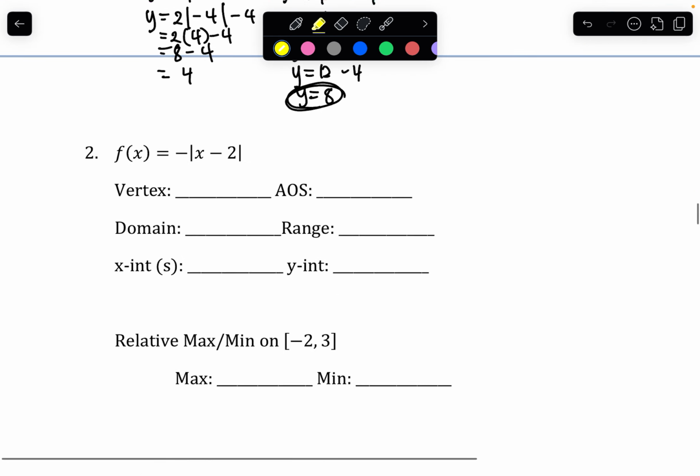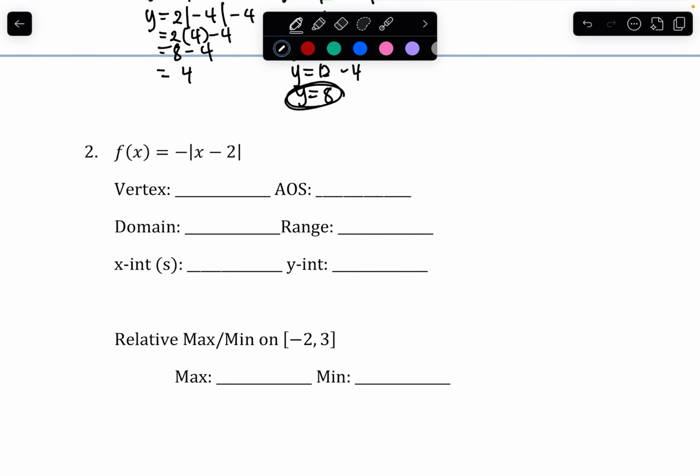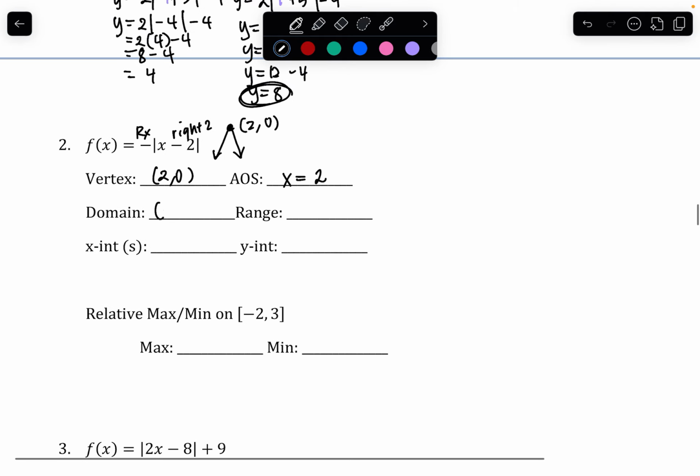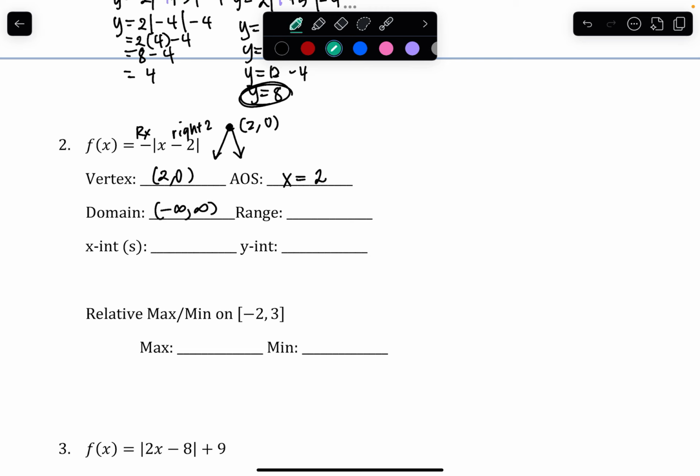Okay, example 2. I see a reflection across the x-axis, so I know it's opening upside down, and then it's been moved right 2. And so this vertex is now at 2, 0. It hasn't moved up or down, so the vertex is 2, 0, which means the axis of symmetry is at x equals 2. Domain is all real numbers all the time. And then this time, this 0 is our absolute max. And so that means our range is going from -infinity to 0 with a bracket.